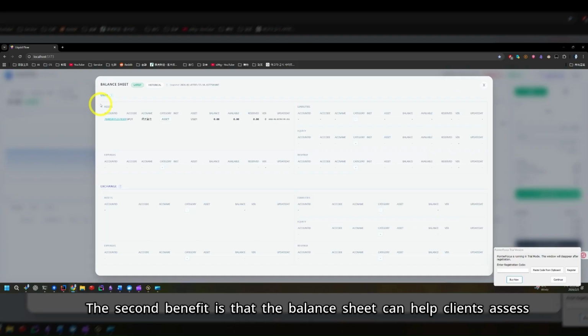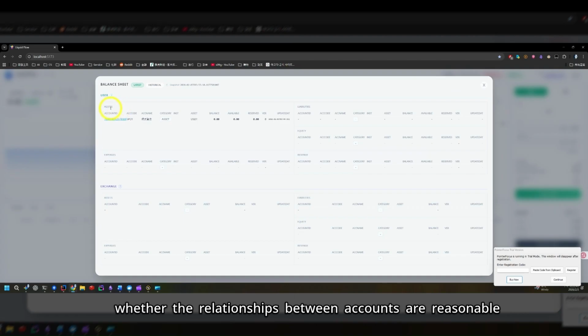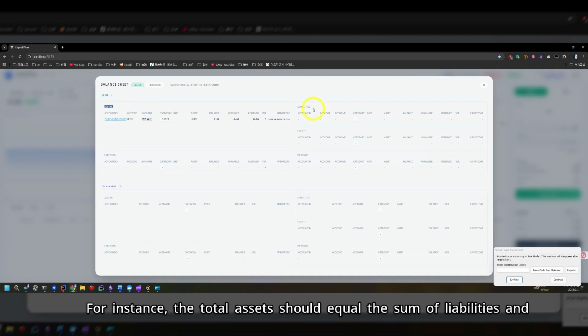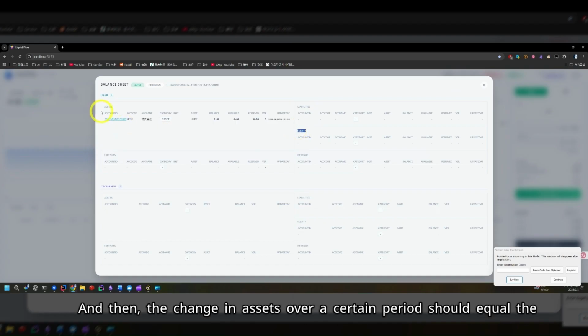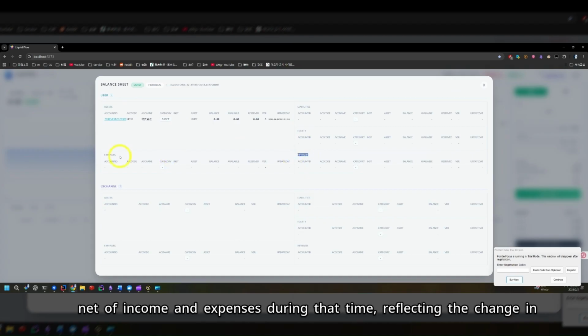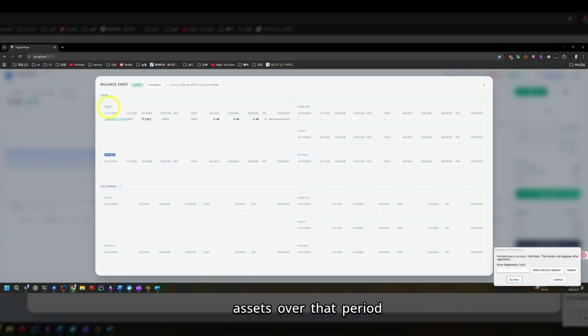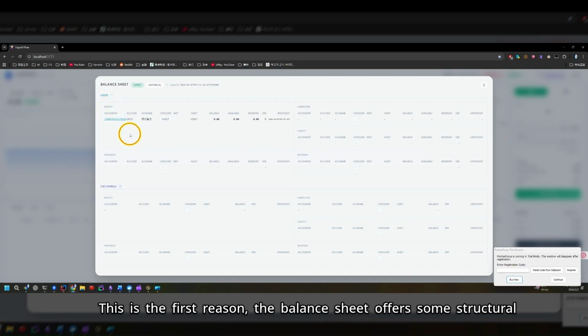The second benefit is that the balance sheet can help clients assess whether the relationships between accounts are reasonable. For instance, the total assets should equal the sum of liabilities and equity accounts. And then the change in assets over a certain period should equal the net of income and expenses during that time, reflecting the change in assets over that period. This is the first reason. The balance sheet offers some structural advantages.